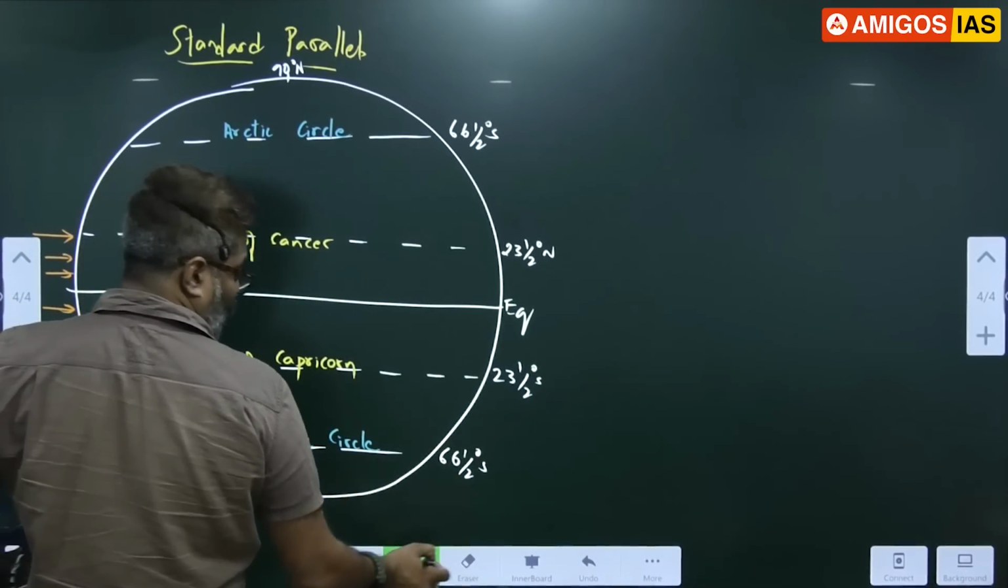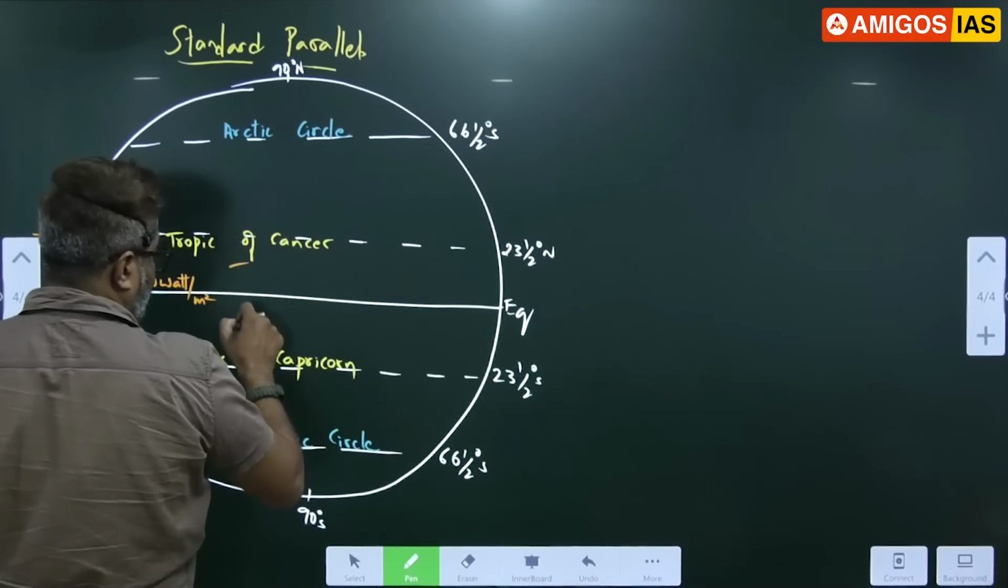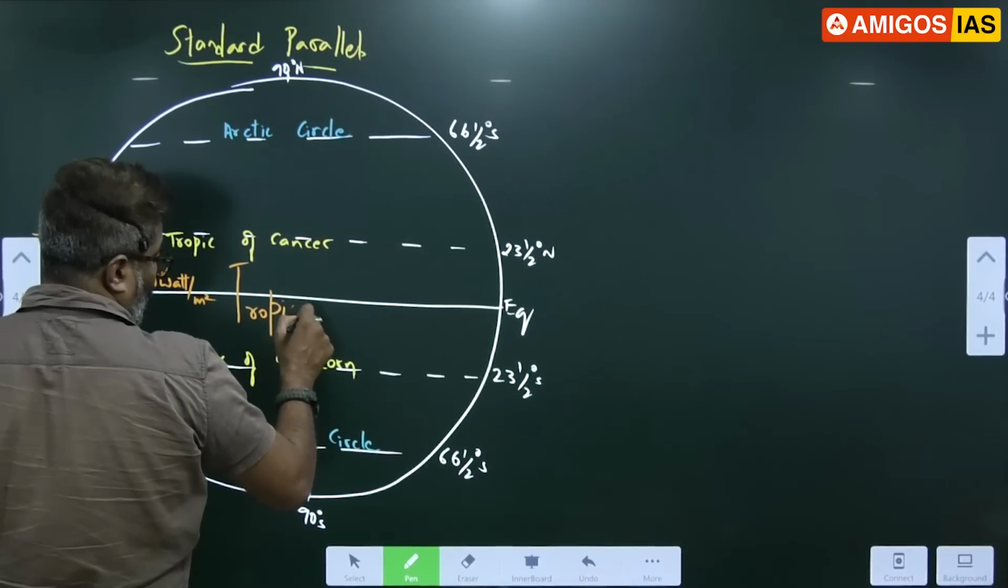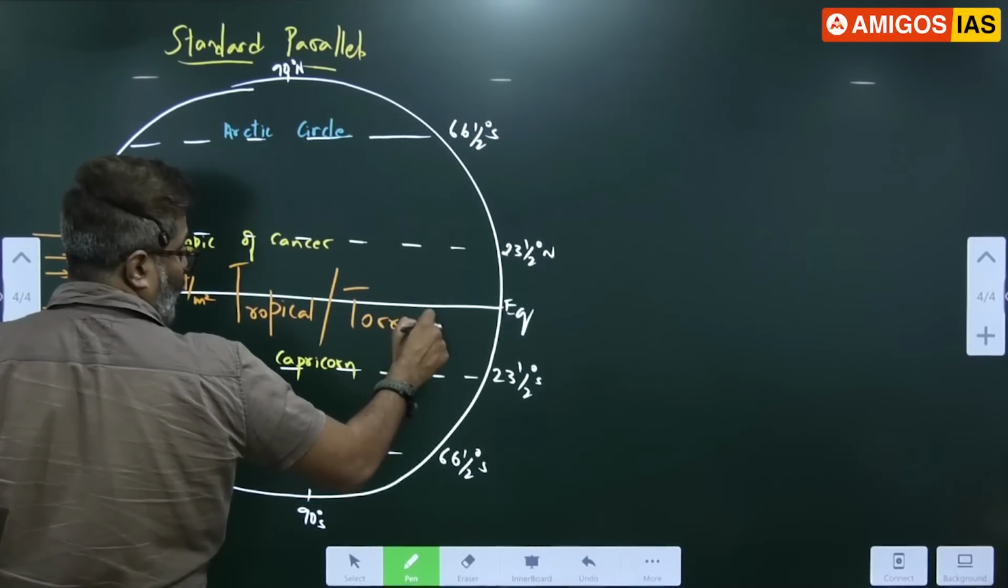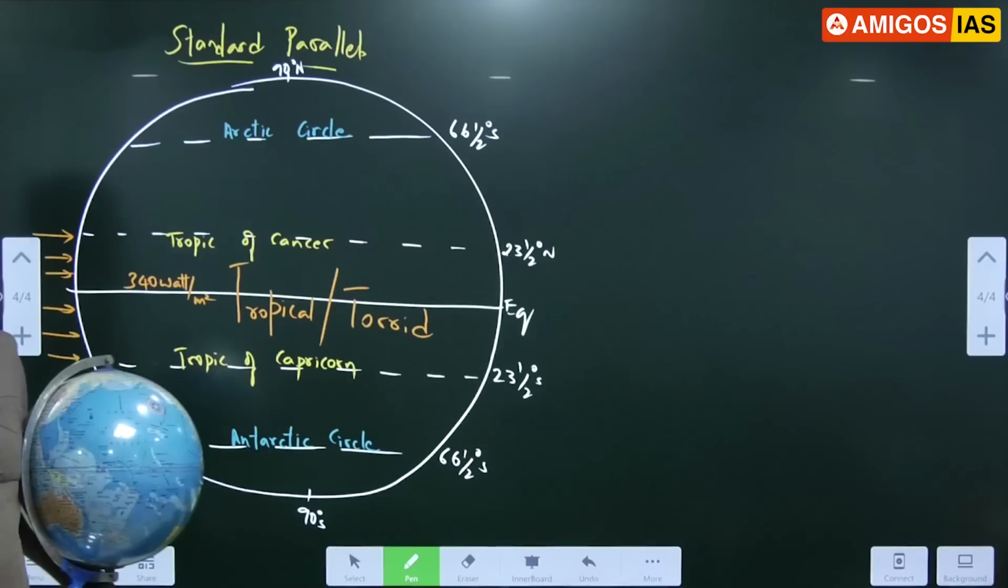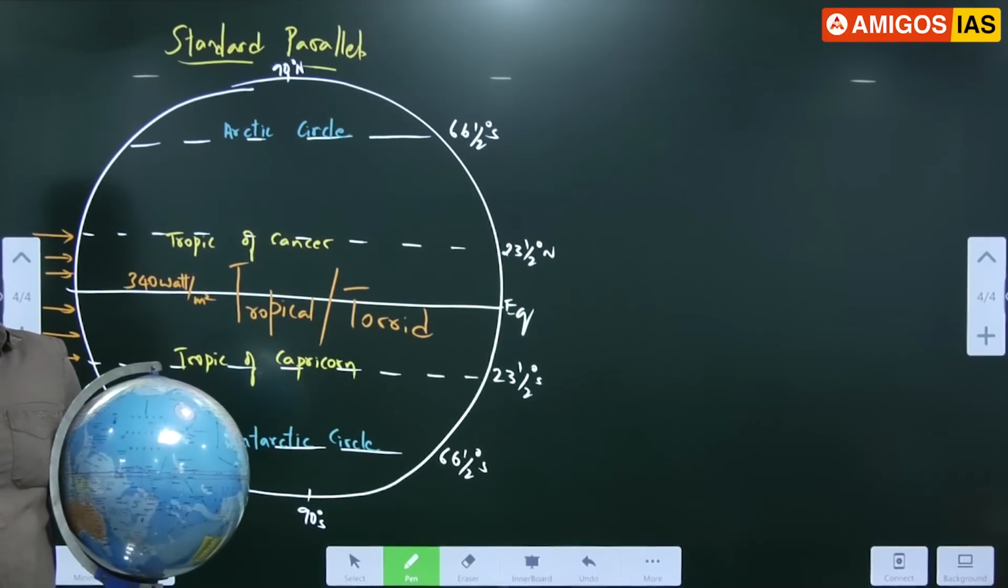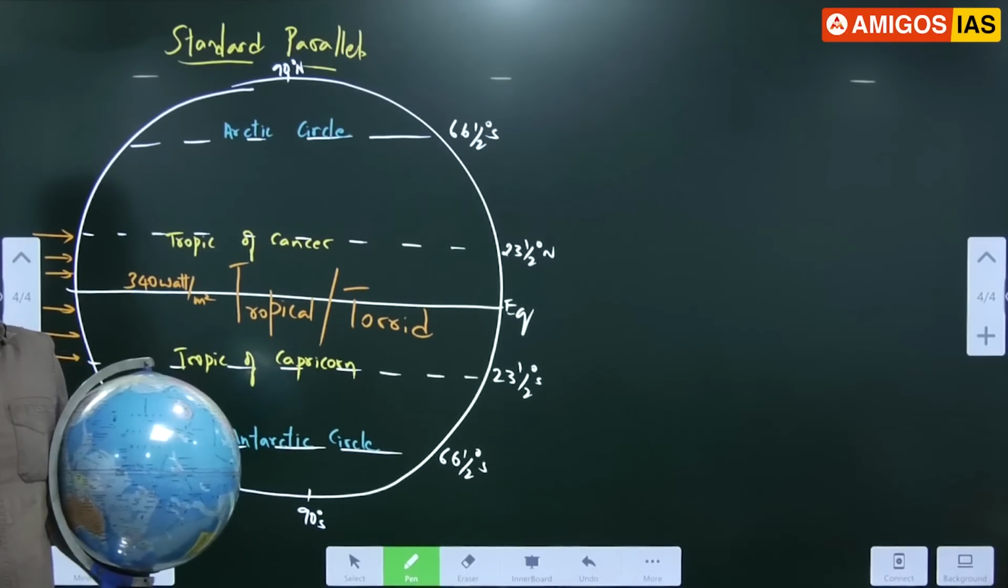So we call this area as what? Tropical region. All of you got it now? Tropical means hot. Torrid. Tropical or torrid? Torrid means hot. So that is the reason we feel hot here.